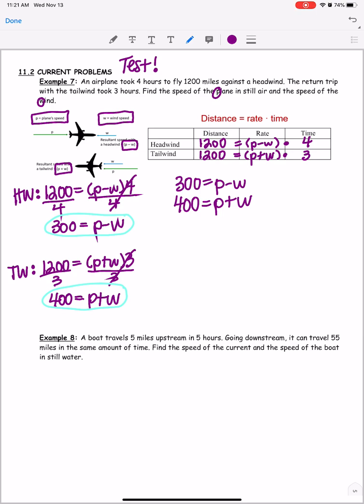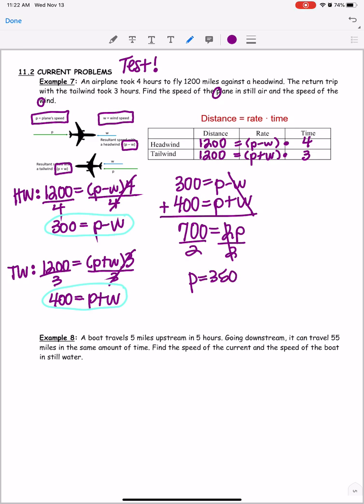The whole reason I did that is because your rate is always going to be like a P plus W and a P minus W. When I move that time to the other side, now I've got a negative W and a positive W. Those already cancel each other out. So now I get to use elimination and solve. So 300 plus 400 is 700, and P plus P is 2P. Divide both sides by 2, and I get my P is 350.